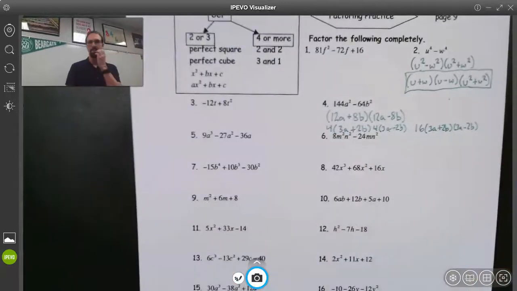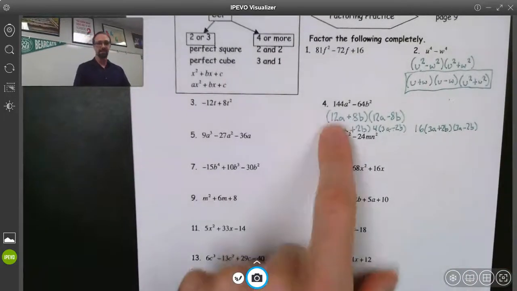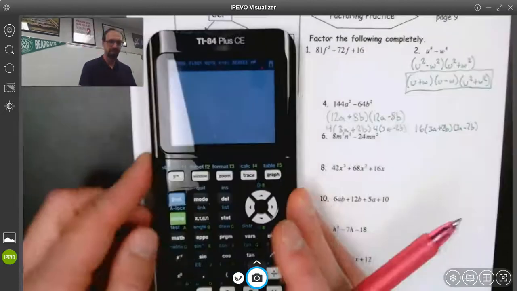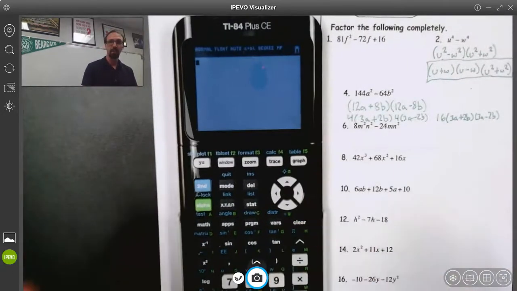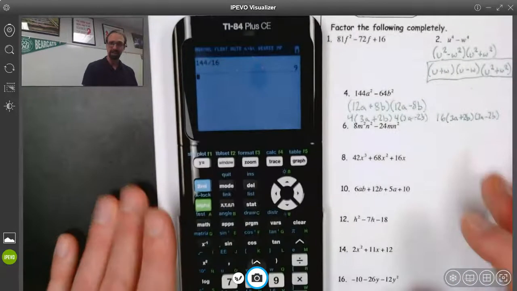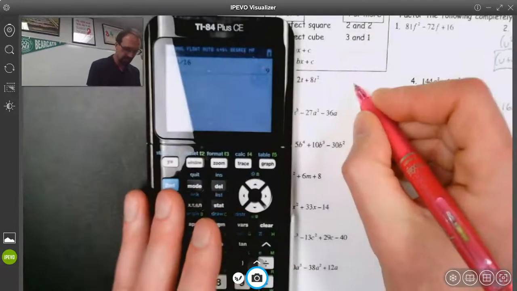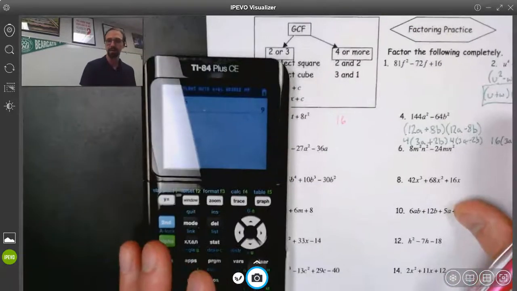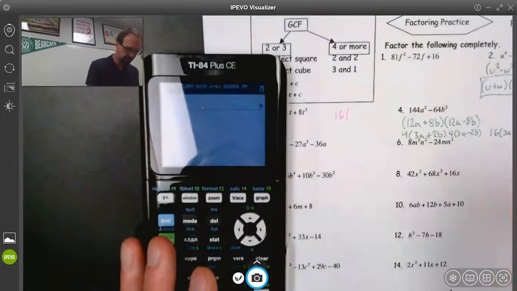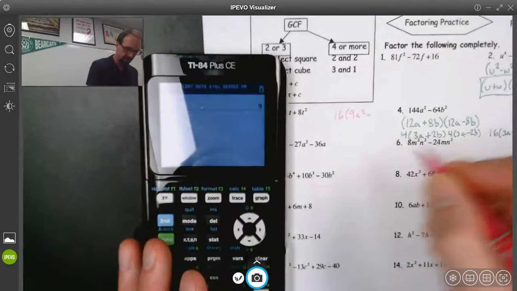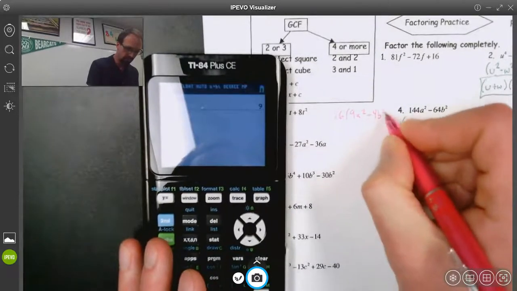Just seeing that right away, I should have factored out a 16 from both of these first. I just want to showcase that. I'm going to showcase in a different color that process, going through and finding that GCF would have been fast. These are the steps for that one. 144 divided by 16 is 9. So again, factoring out 16 first, I'm left with 9a squared minus 4b squared.